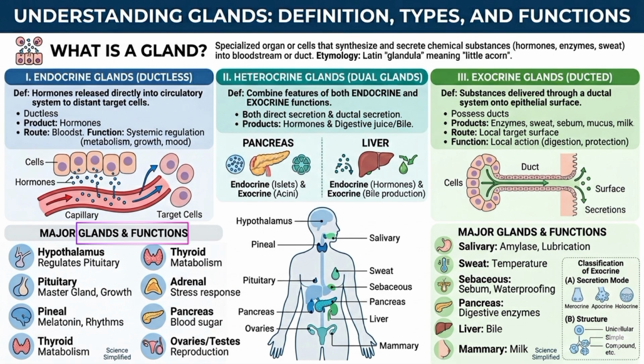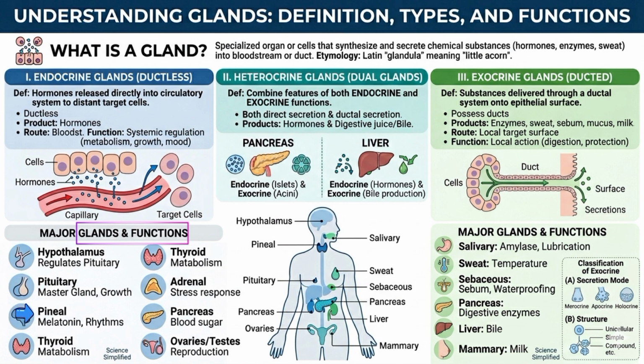Part 5. Major glands and functions. Finally, let's look at the bottom section, which lists the major glands and their functions. On the bottom left, we have the major endocrine glands listed with their functions. Hypothalamus regulates the pituitary gland. Pituitary is the master gland responsible for growth.